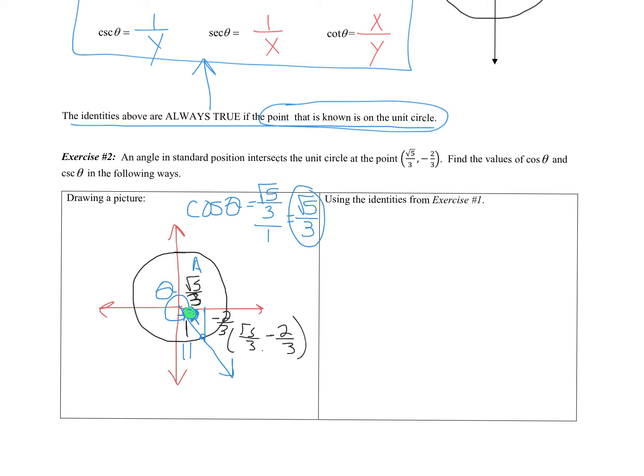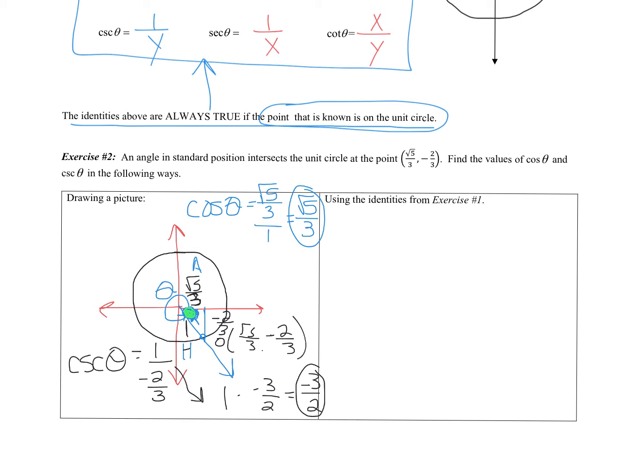The other value we're finding is cosecant of theta. We know that that is going to be the reciprocal of sine. Sine we know is opposite over hypotenuse. Here we're going to do hypotenuse over opposite. So I have 1 over negative 2/3. And then I'm going to take that down here and keep change flip. So 1 times negative 3/2. So this just equals negative 3/2. That is my cosecant of theta.